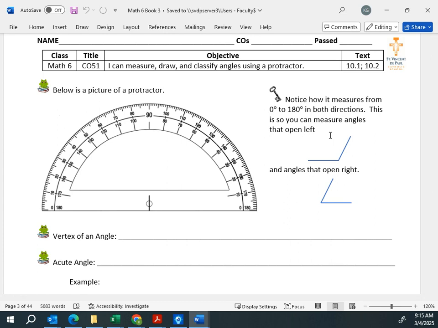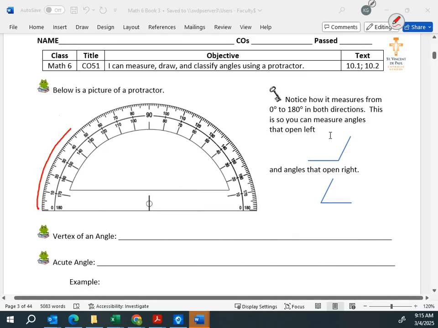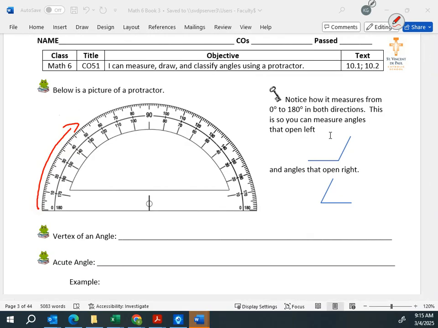All right, so below is a picture of a protractor. Notice how it measures from 0 degrees to 180 degrees in both directions. So we see the 0 on the outside starts here, and the numbers get bigger going from the left to the right. But we see the 0 on the inside going from right to left, going from the smallest to the biggest, 0 to 180 degrees. This is because angles can be facing either way.